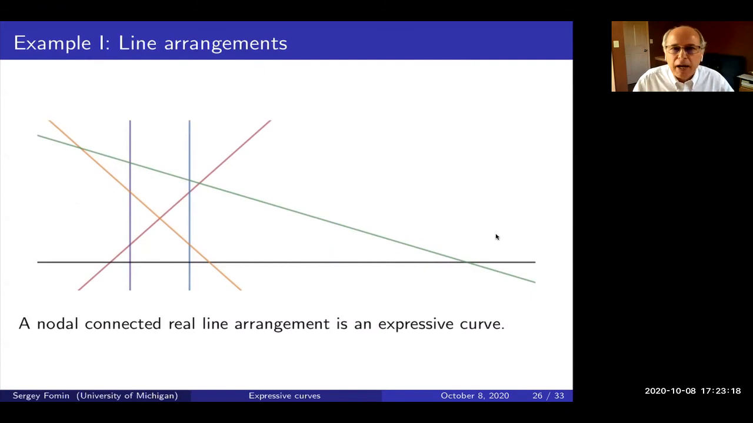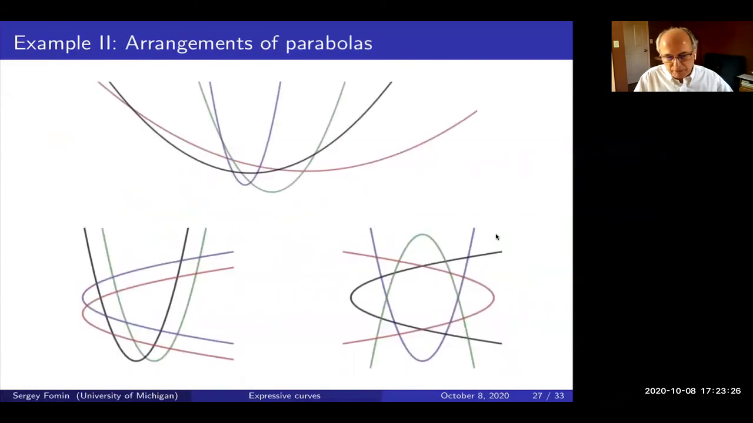So this is a collection of lines. I told you, any line arrangement is an expressive curve. Then an arrangement of parabolas. Of course, each parabola is an expressive curve, and all we need to make sure is that all the intersection points between these parabolas in the complex, I emphasize complex, affine plane are actually real. That's what we need. And once we ensure that, then we have expressivity of the resulting curve.